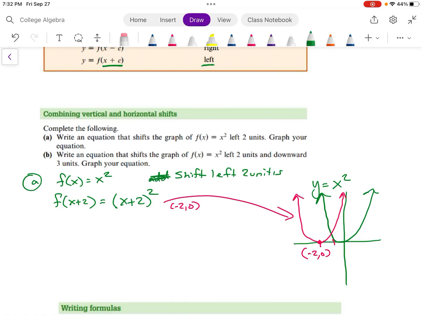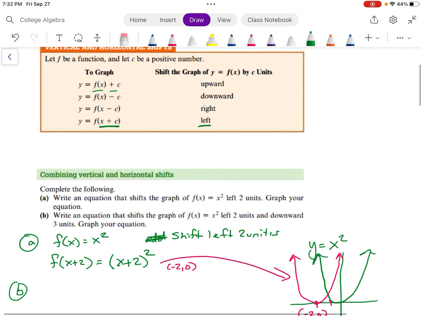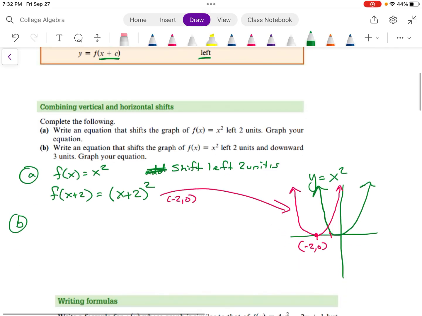Part B wants us to write an equation that shifts the graph 2 units left and down 3 units. So again, we've already got the 2 units left. So for part B, all we need to do is also have it down 3 units. Back on our chart, if we want to move it down, that means we put a minus a number at the back. So I'm going to take my function notation and add 2 units on the inside. That makes me move to the left 2. But then I want to go down 3, so I put a -3 at the back of the function notation.